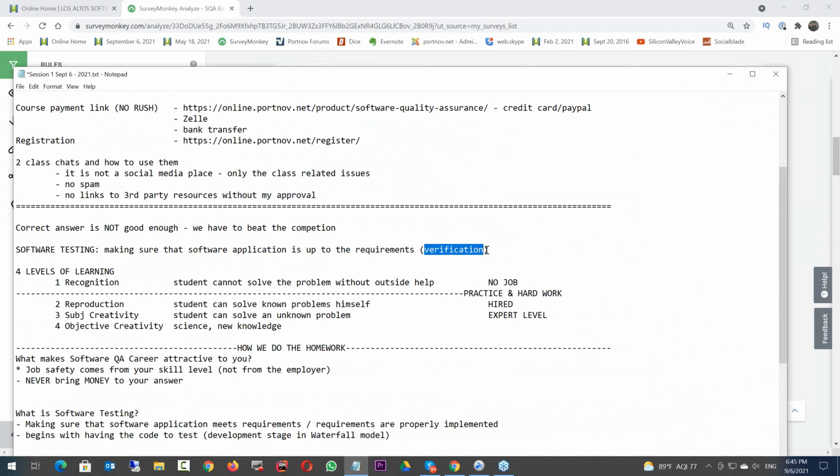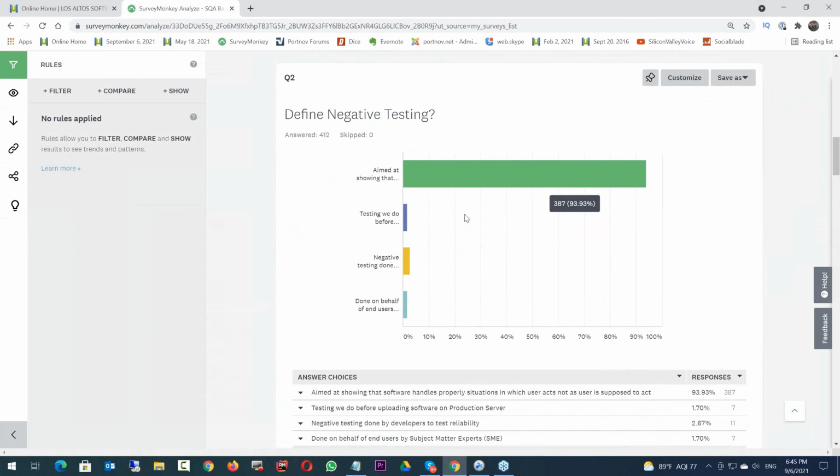And that process has its own name. It's called verification. Software testing is not limited to verification, but we will talk about it later on. So far, the very basic idea: what is testing? Making sure that the software product is up to the requirements. Okay, keep going.